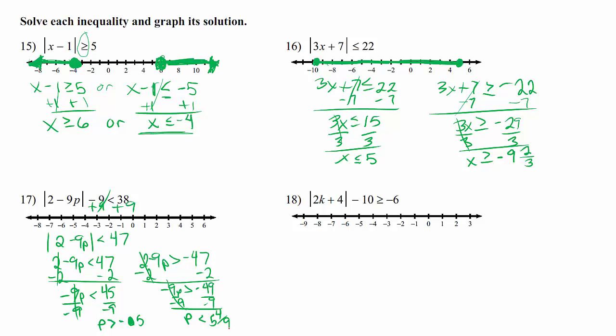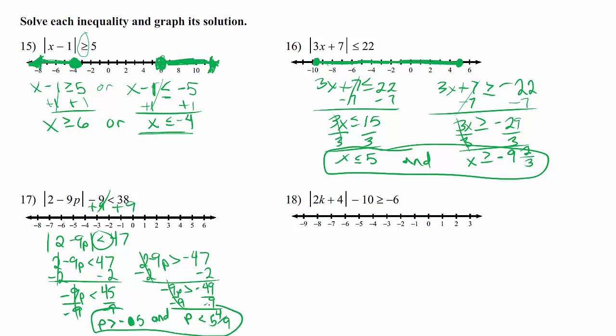really close to 5.5. This is an and, because it was a less than symbol right here. This was an and also. Remember that the inequalities are part of your answer and the graph is part of your answer. These are open circles, negative 5, 5 and 4/9, and shade between.